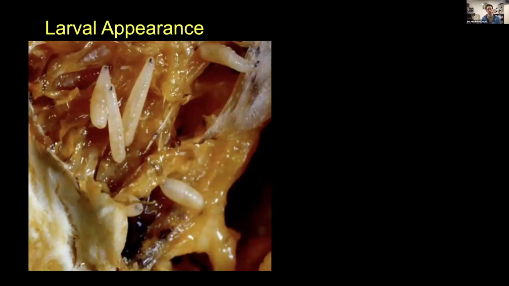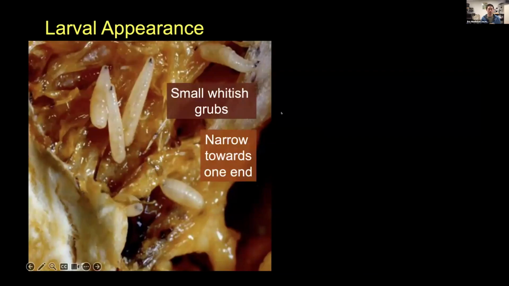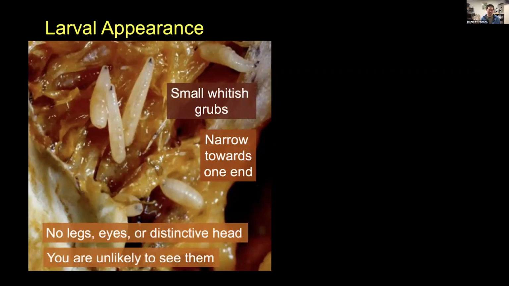Beyond the adults, here's what their larvae look like. These are usually going to be inside of fruit. They're these kind of small, whitish grubs. They'll narrow a little bit towards one end, and they look very, very similar to a whole bunch of other fly larvae. So it's really, really hard to tell these apart from anything else. They don't have any legs, they don't have any eyes or distinctive head, and you're also very unlikely to see these because they're going to be hidden inside of the fruit.